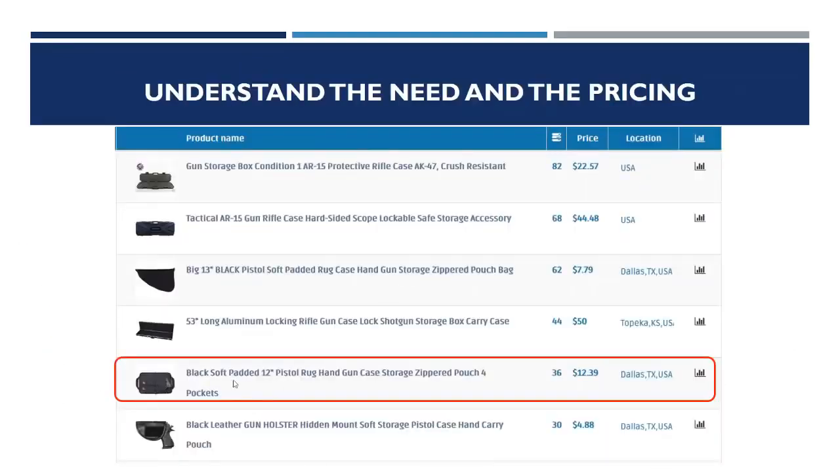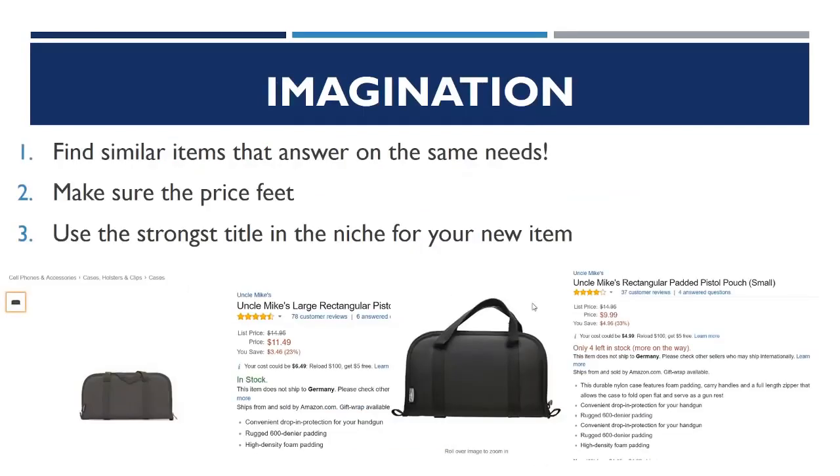You see this item here? It's a black soft padded 12 pistol rag handgun case storage zippered pouch with 4 pockets. It sells for $12. Sold 36 times in the last 30 days. I came here and I found these 2 products, one sells from $11.49, one sells for $9.99. It's no problem if we are a little bit more expensive. We can sell it also for $15 or $16. It's no problem, okay? But it's in the price range, and it's of course better to be cheaper.